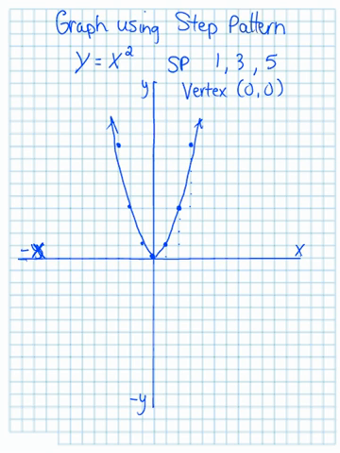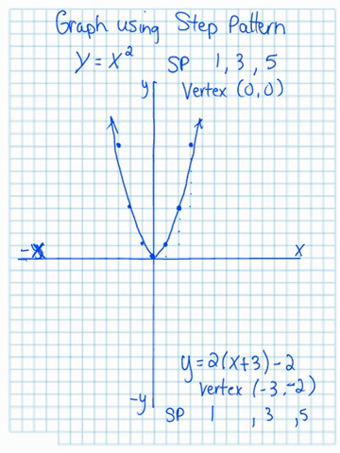Now, if I have another graph, let's say it's y equals 2 bracket x plus 3 minus 2. Here, now my vertex is (negative 3, negative 2). And my step pattern that was 1, 3, and 5 is now multiplied by the 2, my a value. So my step pattern becomes 2, 6, and 10.